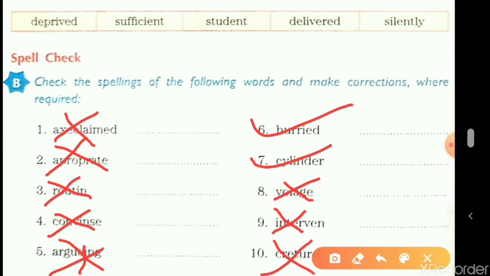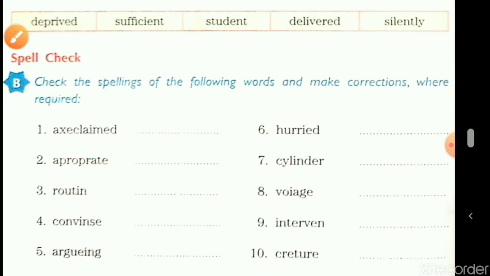The last spelling of creature is also incorrect. I'm dictating the correct spelling to you. Spelling is C-R-E-A-T-U-R-E, creature. So, these are the correct spellings. Please write the correct spellings and learn them.